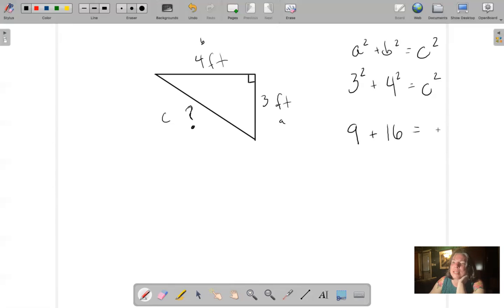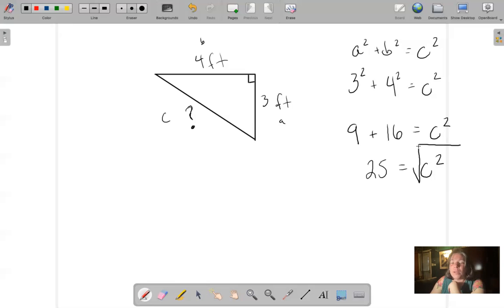9 plus 16 equals C squared. What is 9 plus 16? 9 plus 16 is 25. 25 equals C squared. But I don't want C squared. I need C. So I find the square root, because the square root of C squared is just C.